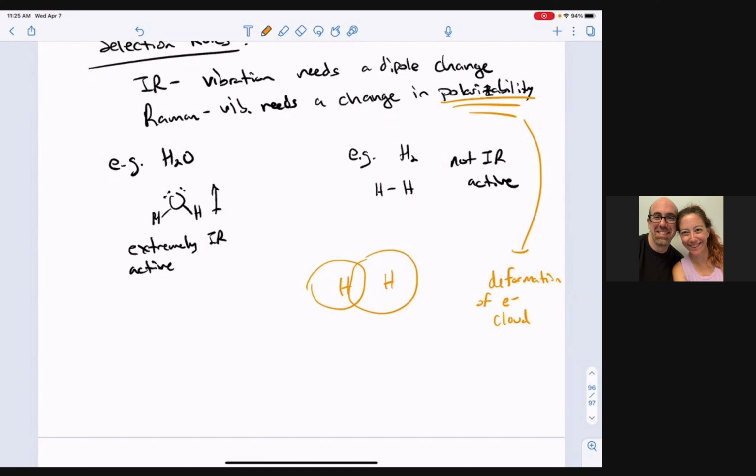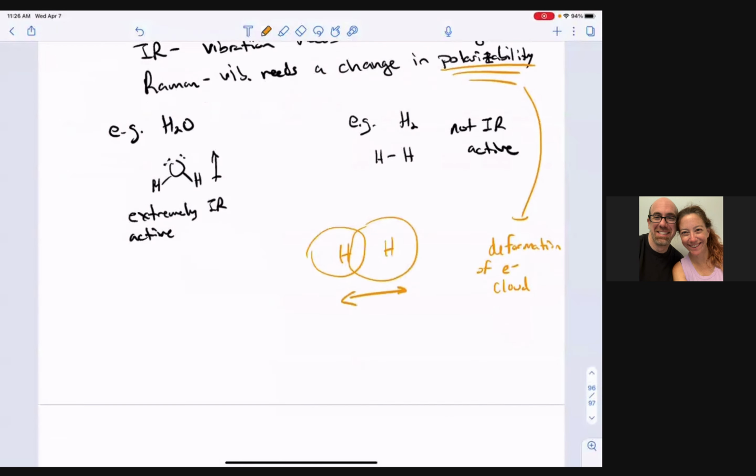This bond, if it stretches, right? If there's no symmetric or asymmetric, it's a single bond. If it stretches back and forth, what happens to the size of that electron cloud as a function of time? Would it not also change? Yes. The larger the electron cloud, the more deformable, the more polarizable it is. So you can think about a change in polarizability. The way I like to think about it, as a change in size of the molecule.